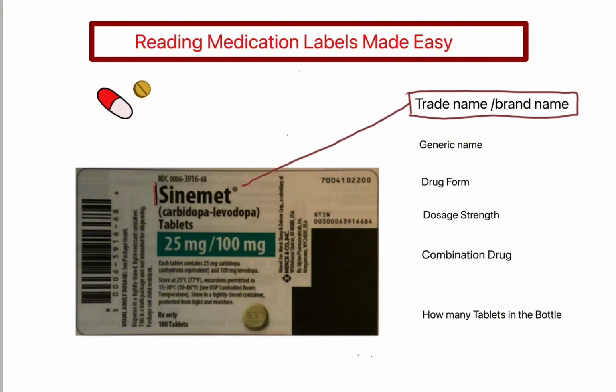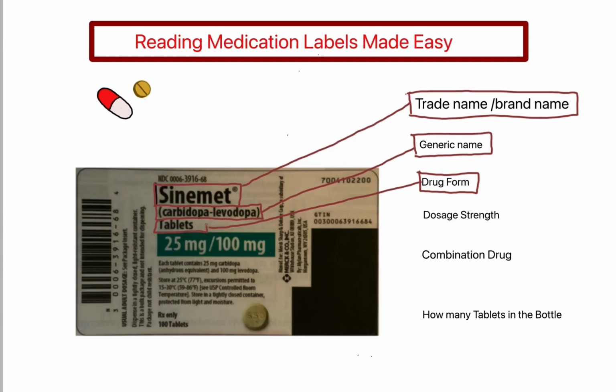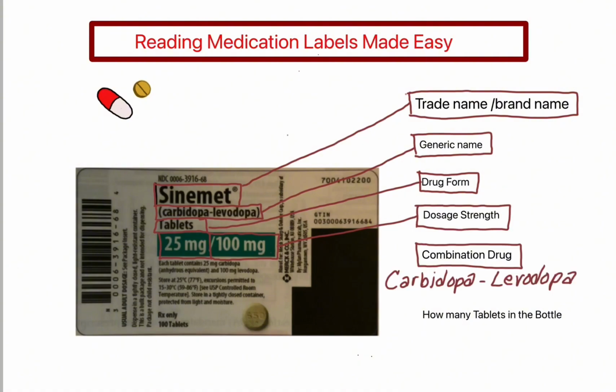This medication label has the trade name and the brand name of a drug called Sinemet. Sinemet also has a generic name. It's called carbidopa levodopa. The drug form of this medication is tablets. The dosage strength of this medication is 25 milligrams of carbidopa and 100 milligrams of levodopa. This drug is called a combination drug. It is a combination of carbidopa and levodopa.